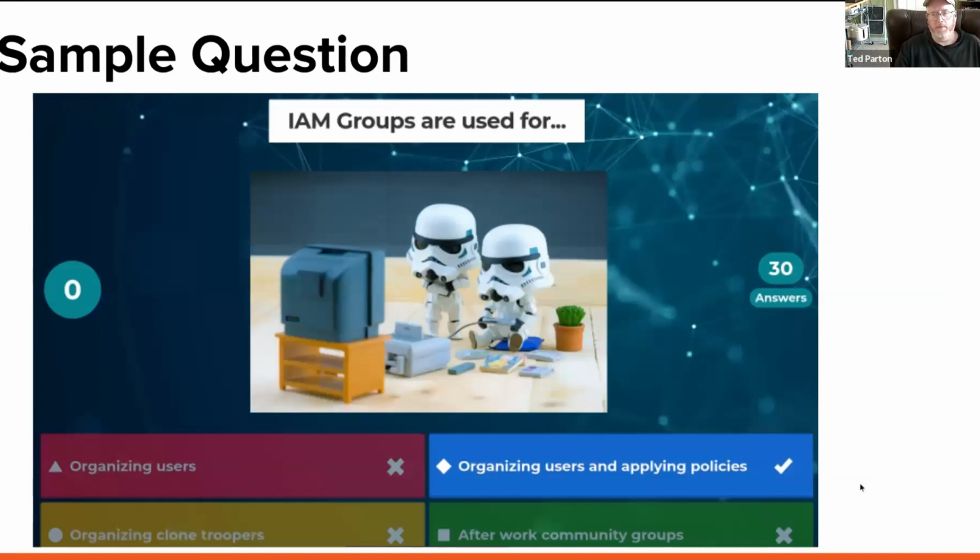So here I want to show you, probably over the next few slides, a few sample questions in more detail. For instance, here's what are IAM groups used for, and you can see the answers people can choose from. I tried to be kind of funny with these and put in some pictures and help people out. Organizing users was an option, organizing clone troopers, going back to our image here. I think that was something kind of fun. And then you can see our actual right answer is organizing users and applying policies.